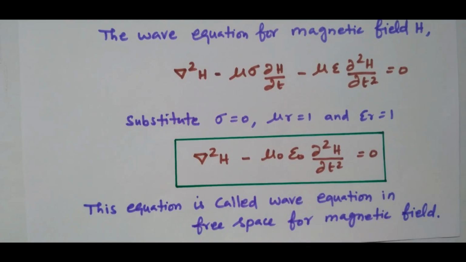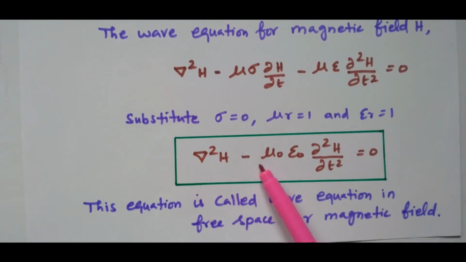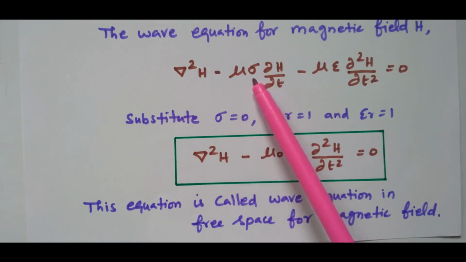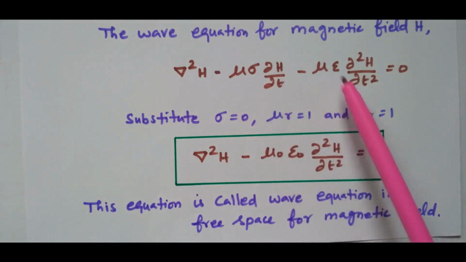So what happened? This del square H minus mu naught epsilon naught dou square H by dou t square equal to 0. This term becomes 0. The sigma is not available, no conductivity. These two terms become mu naught and epsilon naught. So this is the wave equation for free space for a magnetic field. So now we got the wave equation for free space both in electric field as well as magnetic field.